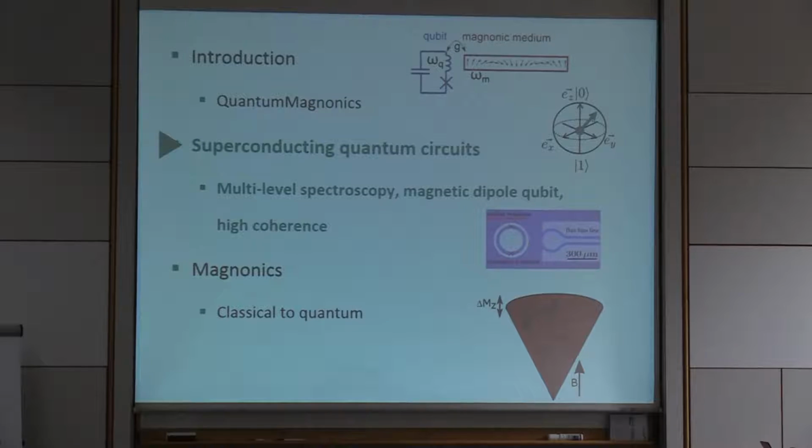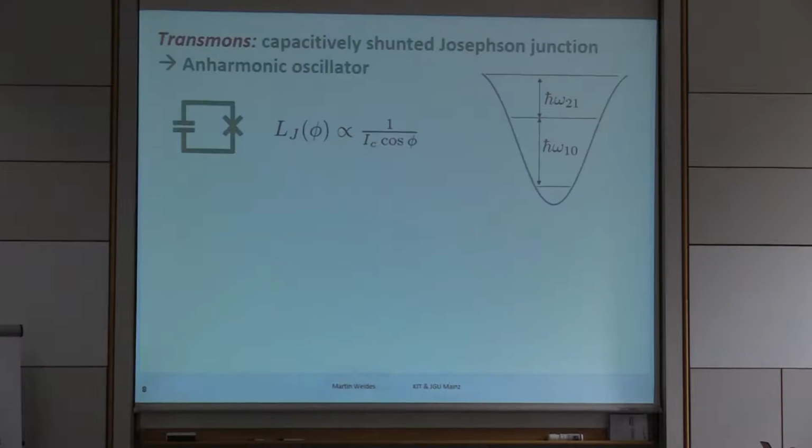Now in the second part, after the introduction, I would like to talk about our work on superconducting qubits, in particular about multi-level spectroscopy on a new type of transmon qubit we investigated. It's called a concentric transmon, and it carries a magnetic dipole moment. And this may be of interest for spin physics, and also it has a high coherence.